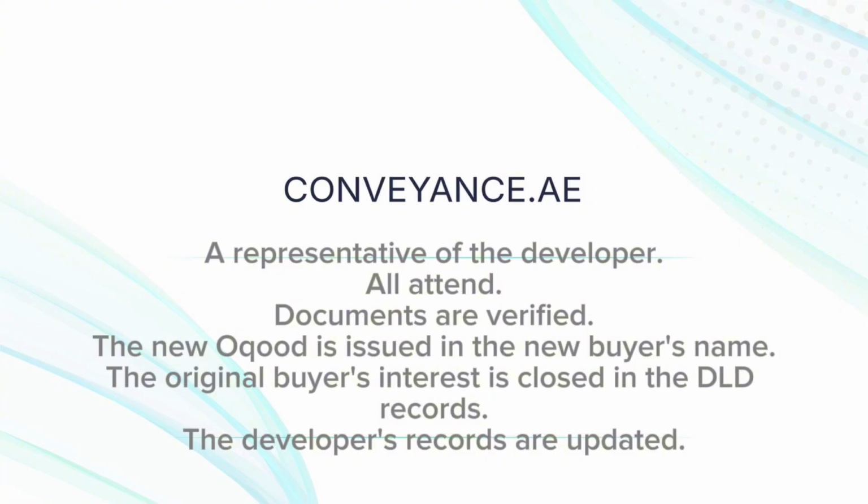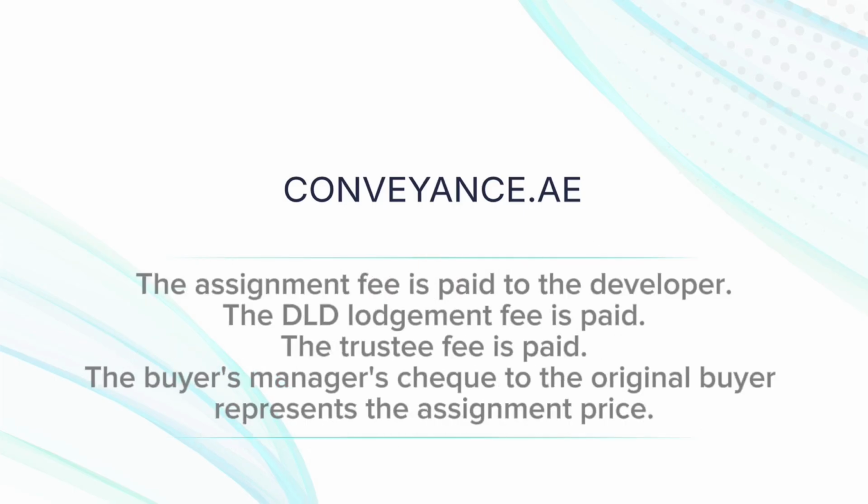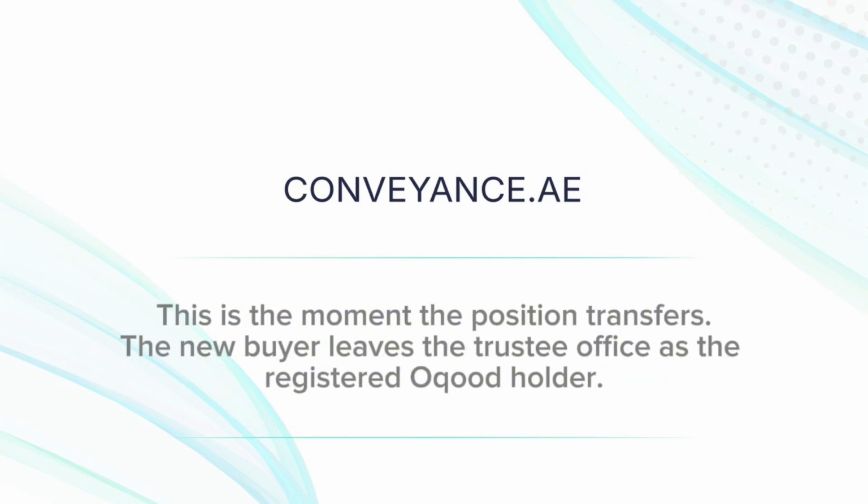The original buyer's interest is closed in the DLD records. The developer's records are updated. The assignment fee is paid to the developer. The DLD lodgement fee is paid. The trustee fee is paid. The buyer's manager's check to the original buyer represents the assignment price. This is the moment the position transfers. The new buyer leaves the trustee office as the registered OCUD holder.